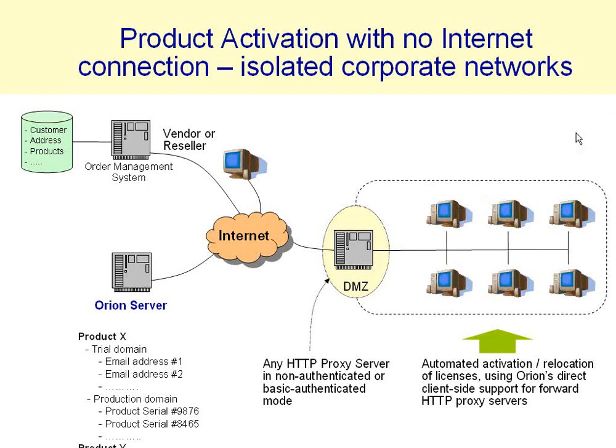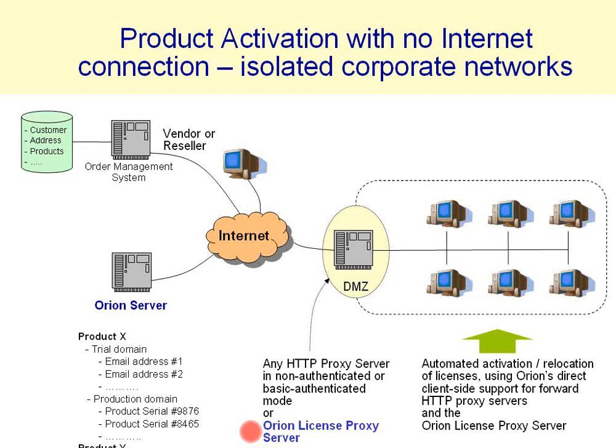Now, if there isn't an appropriate proxy server available, another option is the Orion licensed proxy server. This is a part of the Orion package. It's a piece of software you can redistribute and install on your end customer's DMZ machine, and all that will do is route the Orion checkouts, check-ins, license requests, and so on between the internal network and the external network. So you can still do automatic activation of licenses from that internal system.